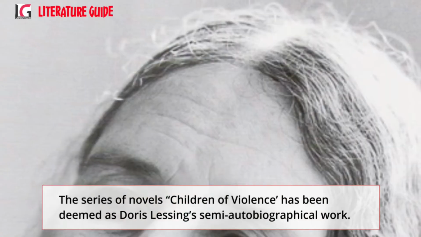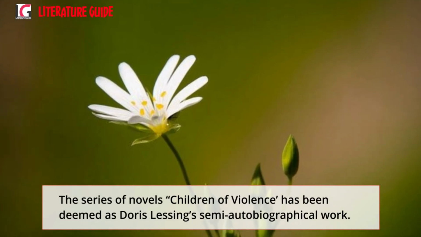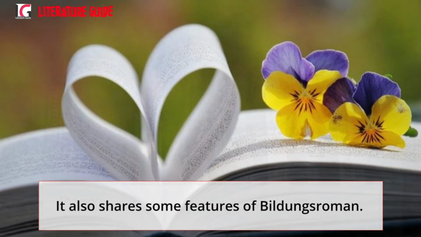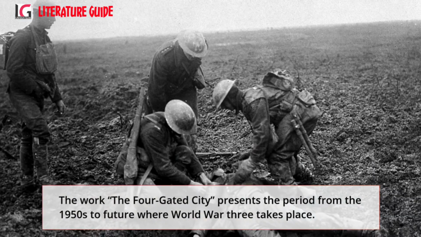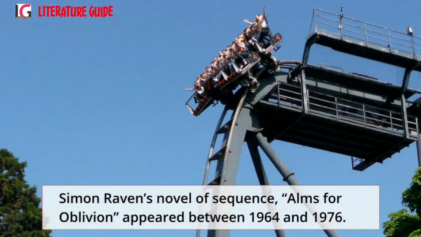The series of novels Children of Violence has been deemed as Doris Lessing's semi-autobiographical work. It also shares some features of Bildungsroman. The work The Four-Gated City presents the period from the 1950s to future where World War III takes place.